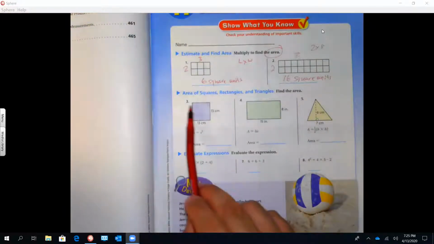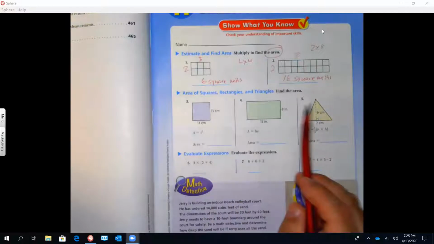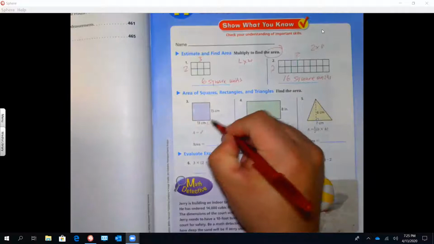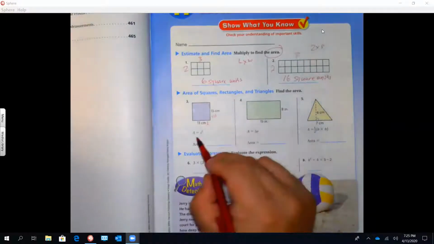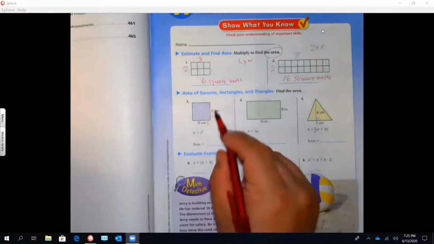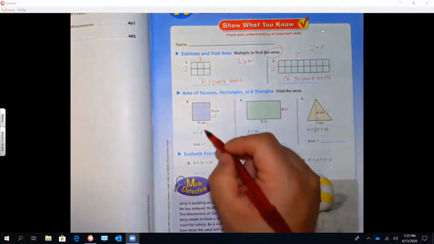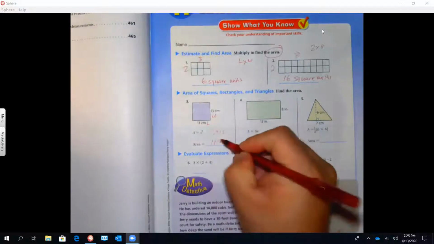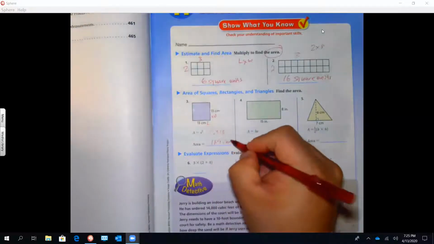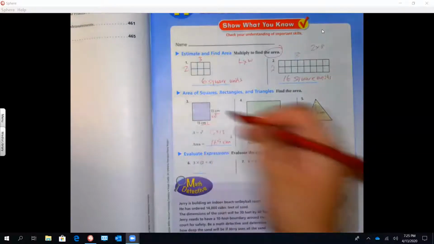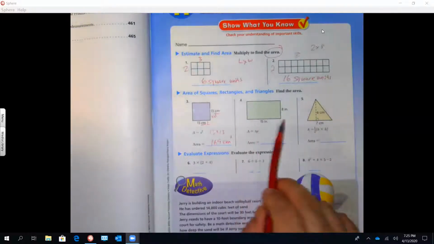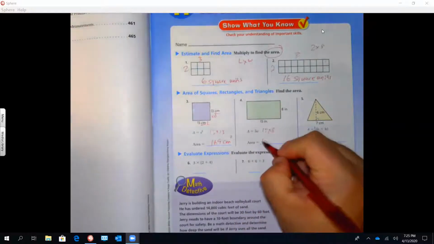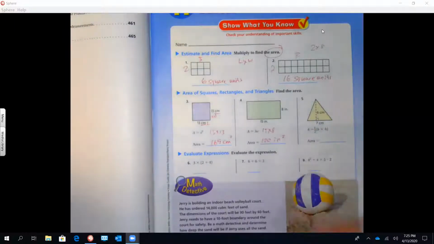We're going to do area of squares, rectangles, and triangles. So with the square, length times width, or area equals side squared, because they're the same since it's a square. So 13 times 13, 169 square centimeters. Rectangle, length times width, so 15 times 8, 120 square inches.